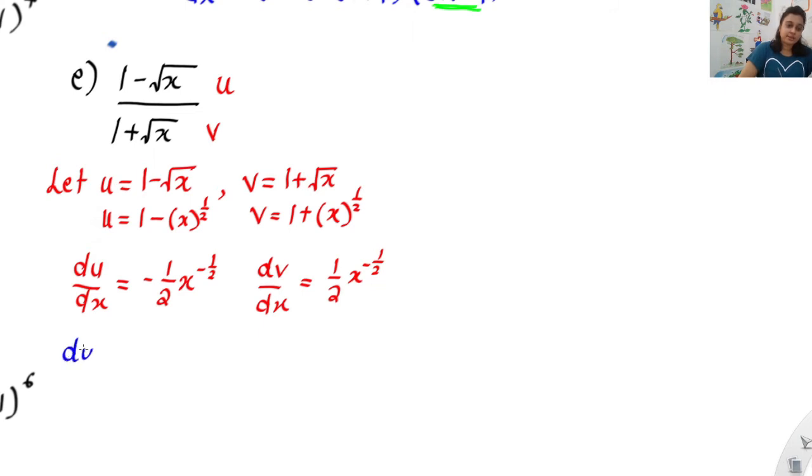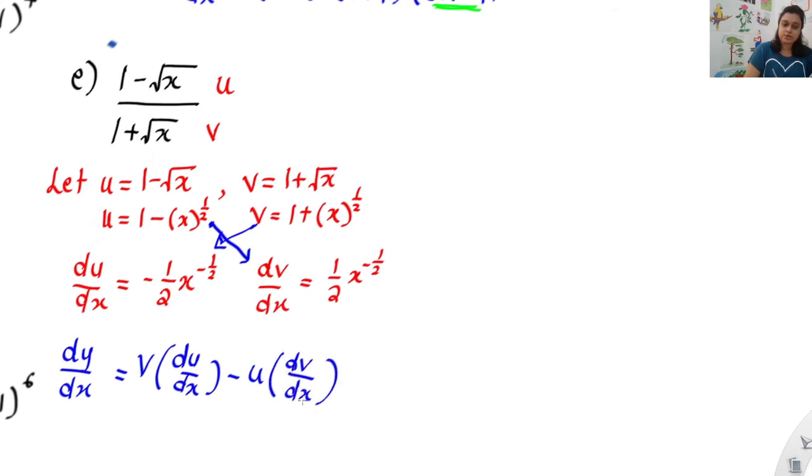So your formula is dy dx. Then you need to copy the v first, then you write the du dx. So v goes this way. This one is reversed. From the right side you write down, then from the left side. But here you must minus, write your u, then multiply with dv dx. And another thing you must not forget is you must divide by v squared. The whole thing you must divide. Okay, done.